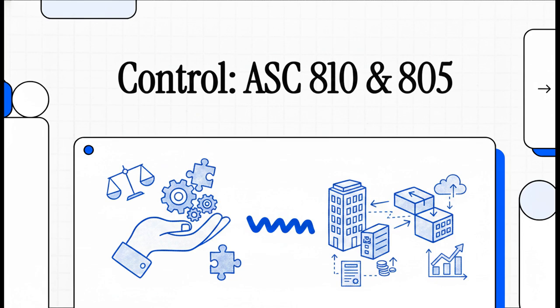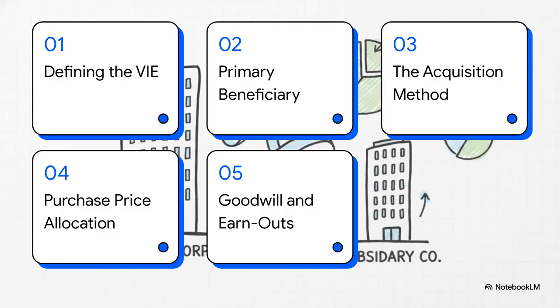ASC 805. Right, so here is our roadmap for today. Number 1, defining the VIE. Number 2, identifying the primary beneficiary. Number 3, the acquisition method. Number 4, purchase price allocation. And finally, number 5, goodwill and earnouts. Let's get right to it.